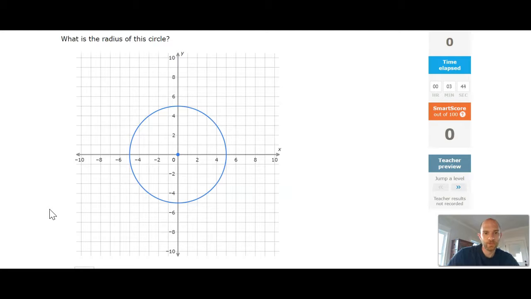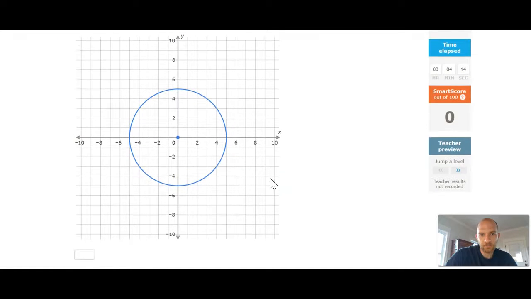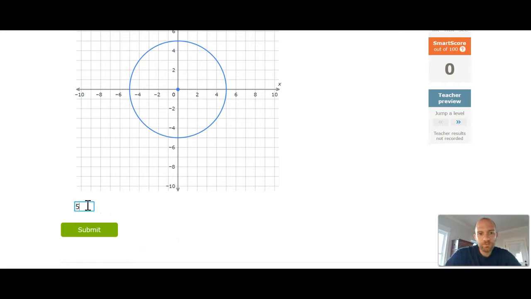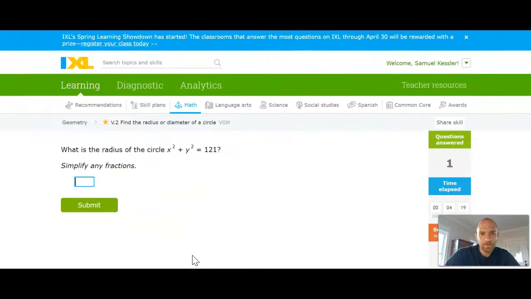So if you're hanging out with me right now, you can look at my screen and you can see that we've got a circle with the center on the origin, and the circle goes out to 5 and negative 5 on the x-axis, and positive 5 and negative 5 on the y-axis. So when we look at this circle, the radius is just the distance from the middle of the circle, which is at the origin on the graph, to any of those points. Now, if you counted from 0 to this outer edge here, you would count that's 5 blocks long. So if we put in 5 here for our answer, get it right.